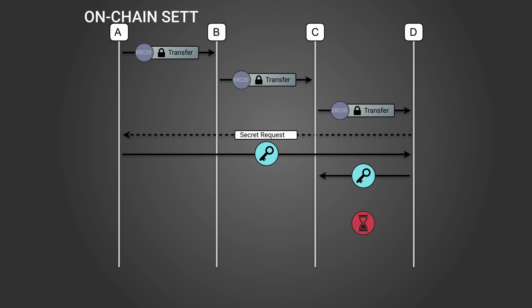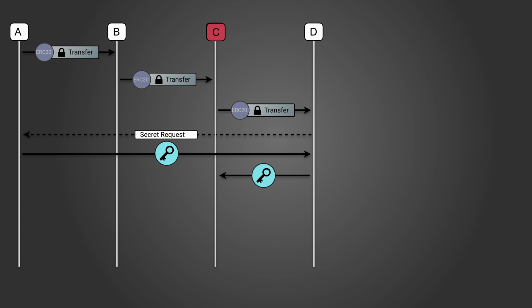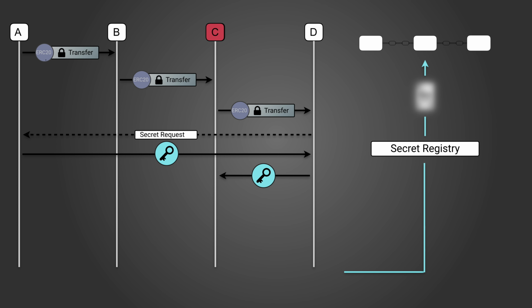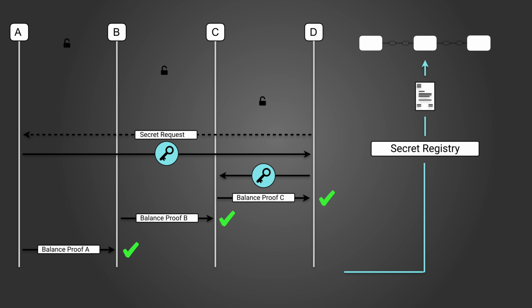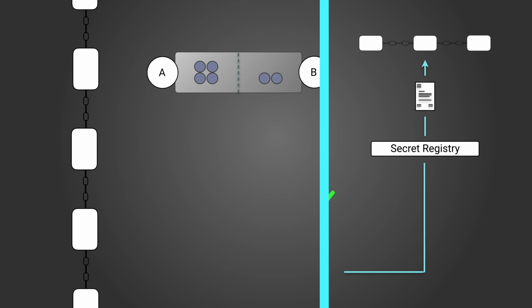But what happens if the transfer somehow fails? If one of the mediating nodes stops responding after the secret has been requested, it would not be possible to unlock all pending transfers before the locks expire. In such an instance, Dave can instead submit the secret to a smart contract called the secret registry. Upon registering the secret on-chain, the mediating nodes can see the secret, unlock their transfers, and send a signed updated balance proof to their counterparty.